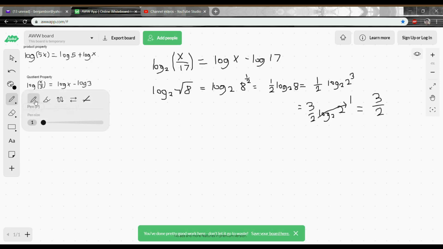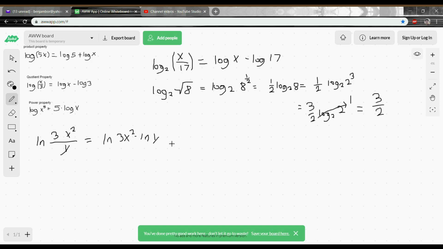Now, let's do a little bit more complicated. Let's say we had the natural logarithm, ln, of 3x squared divided by y. Well, first we see that we can use the quotient property, so let's do that. Let's take ln of the numerator minus ln of the denominator y, but we're not totally done yet. We can also use the power property on this part, so let's expand that.